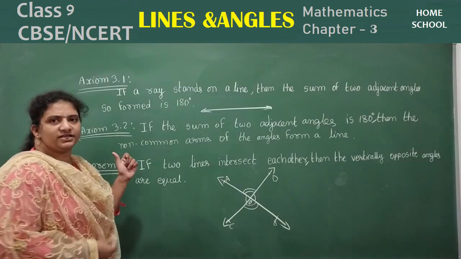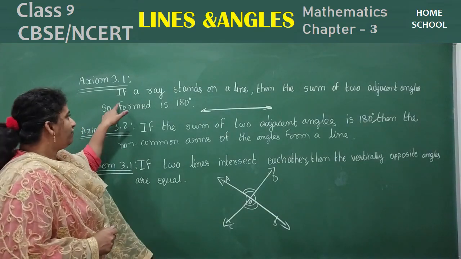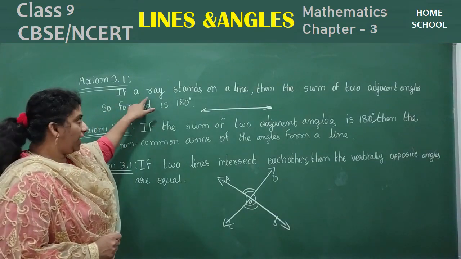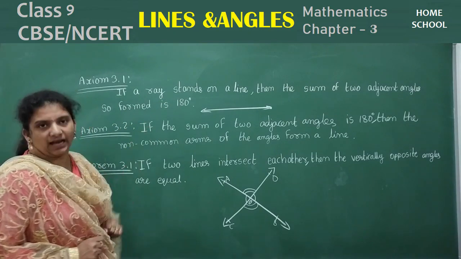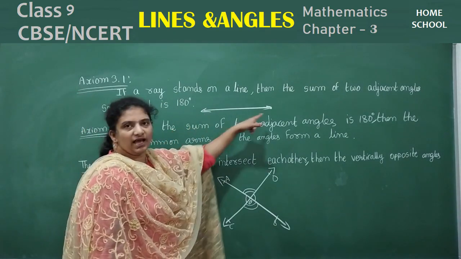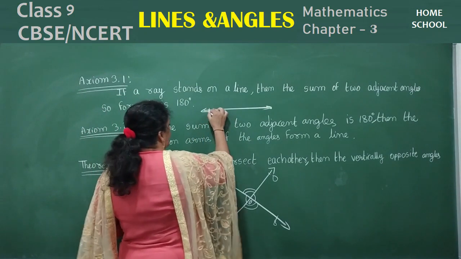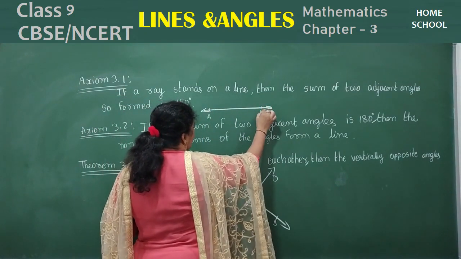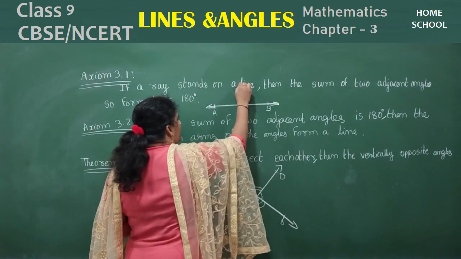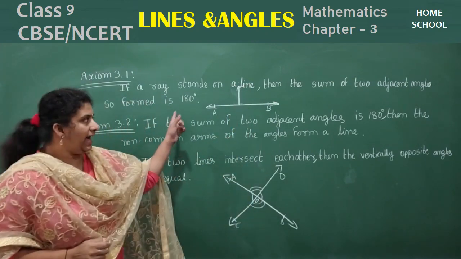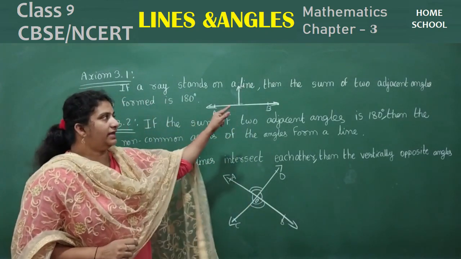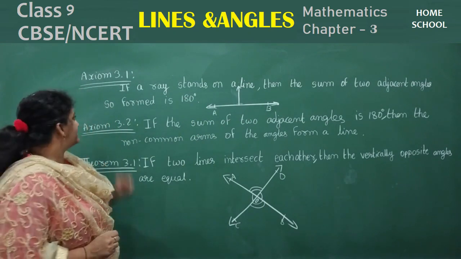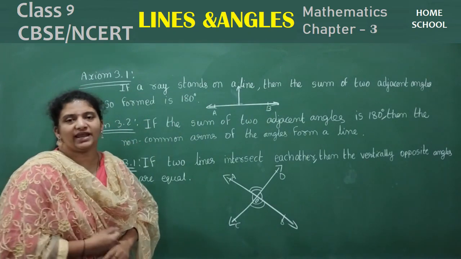See the axiom 3.1. If a ray stands on a line. So look here, there is a line, right? Suppose, let me take here AB is a line. If a ray stands on a line AB, then the sum of two adjacent angles so formed is 180 degrees.